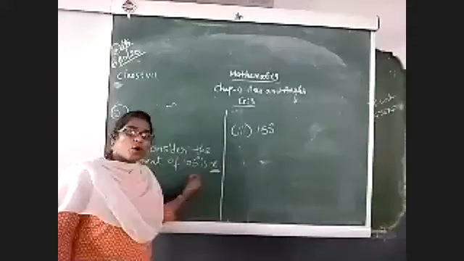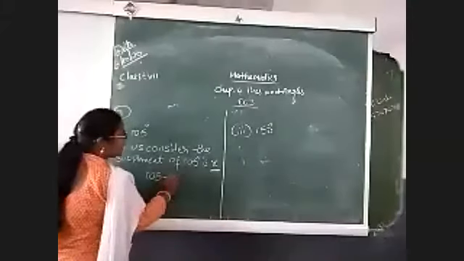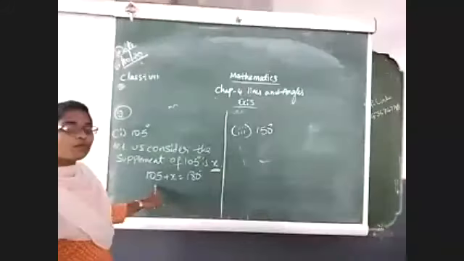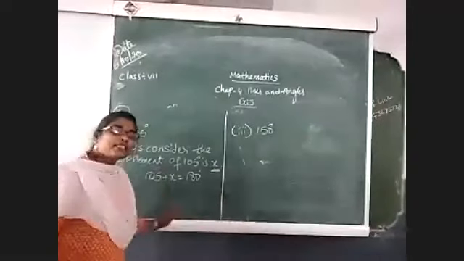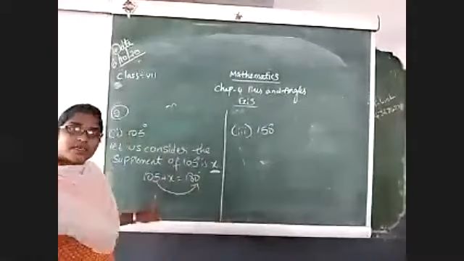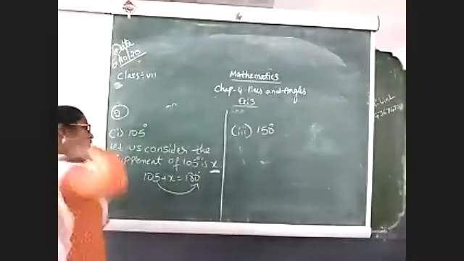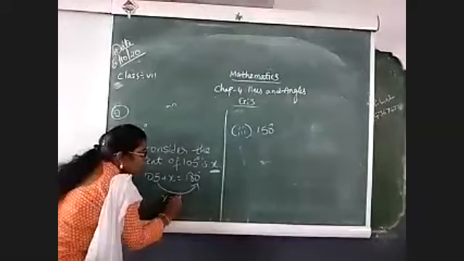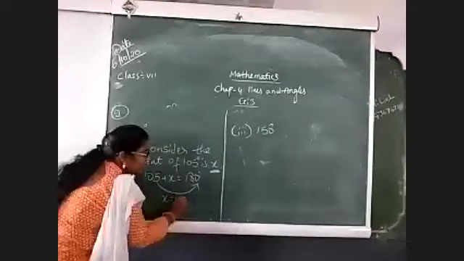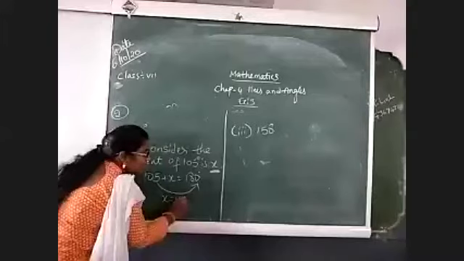Now, if we add these both angles, what should we get? 180. Yes. So now, 105 plus x equals 180 degrees. We want only the x value, so transpose this 105 to the other side. When we transpose 105 to the other side, it becomes subtraction. So now x equals 180 minus 105. Is it clear? Yes.